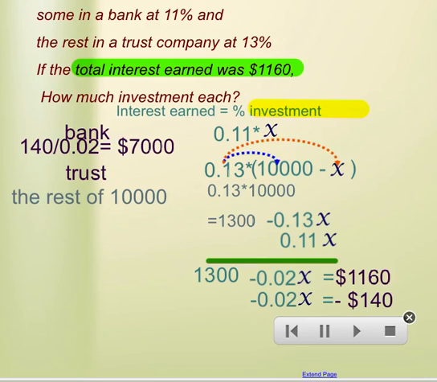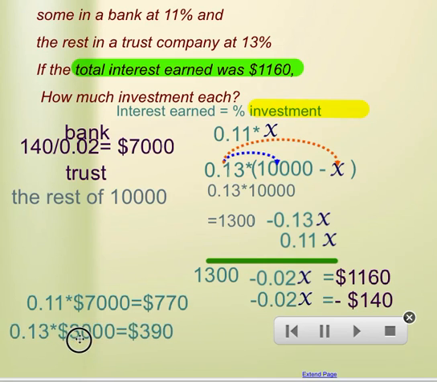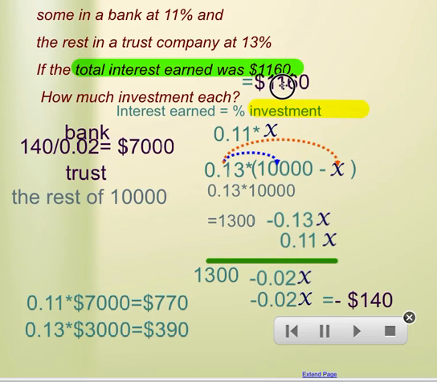So let's go back and double check, see if the interest comes out right. So we're going to do 11% of 7,000 in the bank, 13% of that much in the trust, and it should add up to a total of that amount. I think it's a check.